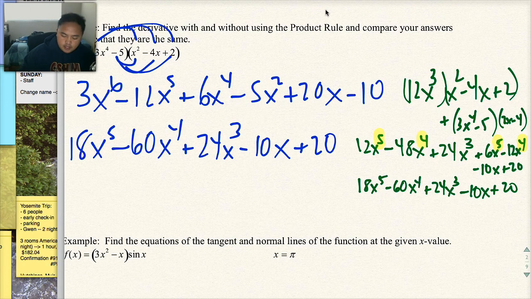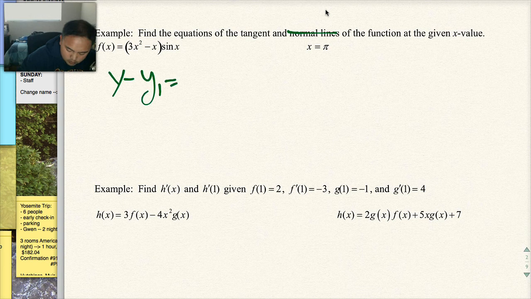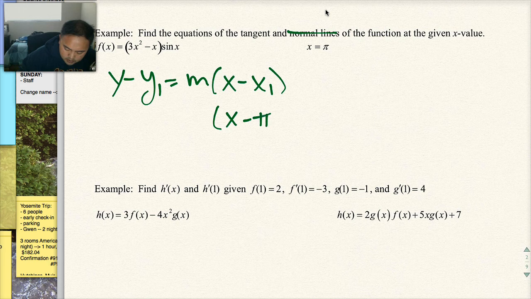And the last thing for product rule, it says find equations of tangent and normal lines. Again, for this example, we're not going to do normal lines, but you should know how to do a tangent line. Anytime they ask you about an equation of a tangent line, you'll start the exact same way: y minus y1 equals m times x minus x1. They always give you x, so it looks like that.